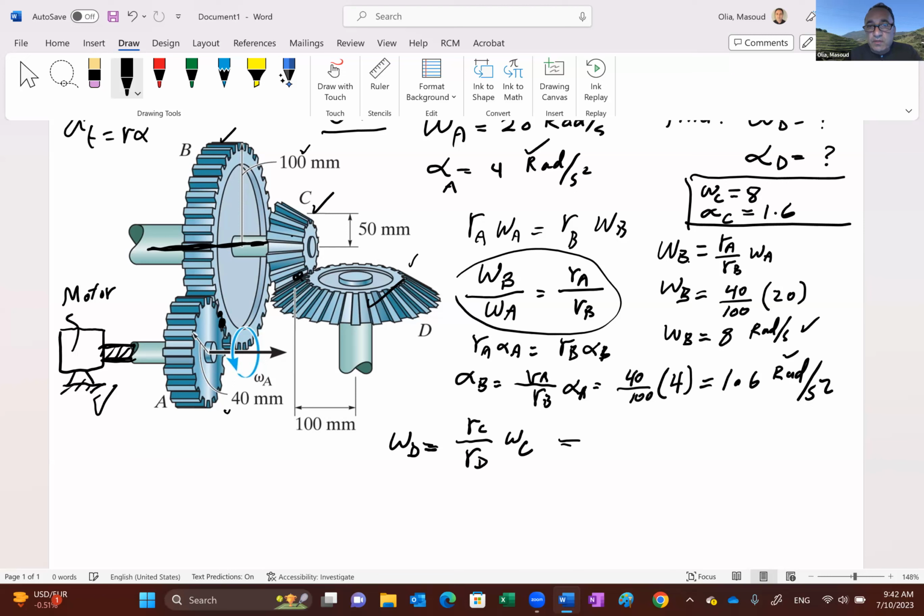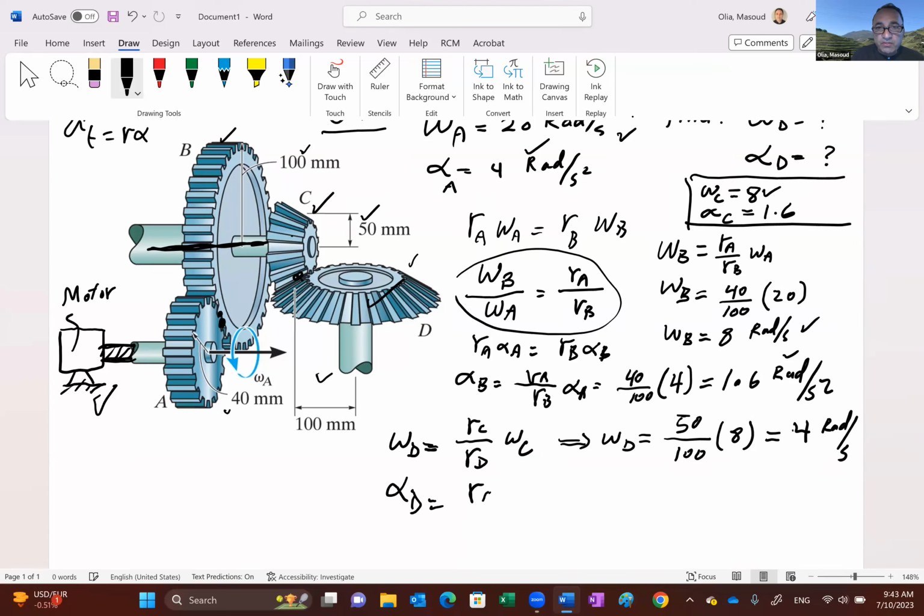So let's go ahead and find omega D. RC is 50 millimeters and RD is 100 millimeters, so basically the ratio is 1 to 2. Omega C was 8, so this becomes 4 radians per second. So our omega D becomes 4 radians per second. We started with an input of 20, and we reduced the speed to 4 radians per second at the output.